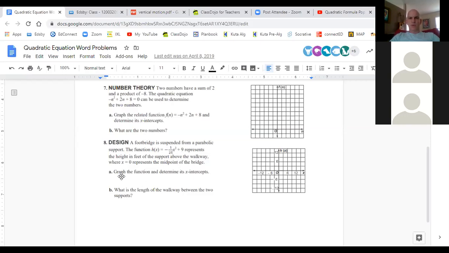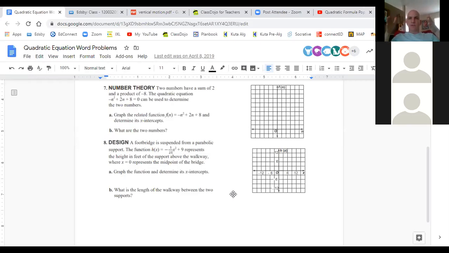So technically there are 2 parts to this: a sketch of the graph, and then determining its x-intercepts using the quadratic formula. Part B says, what is the length of the walkway between the 2 supports? So what we're going to find is whatever our 2 x-intercepts are. Let's say it's, I don't know, negative 12 and 12. I don't know if that will be it, but let's just say it is. The distance between those 2 points is the distance of the walkway.